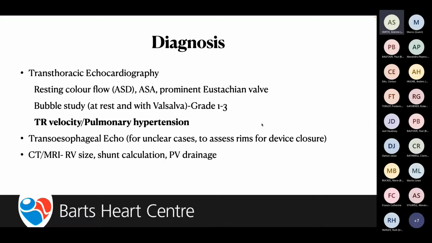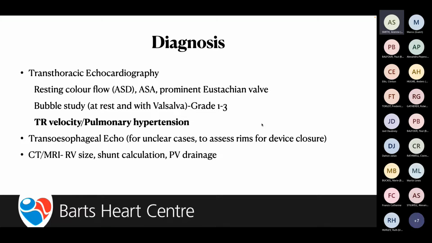PFOs in adults. It's unusual to see a PFO just on resting color flow. You usually have to do a bubble study, and I'll show you an example of that in a moment. And that is done at rest and with a Valsalva. The Valsalva creates that situation where you get a transient increase in right atrial pressure to open the PFO flap. On a baseline assessment, it's important to assess right-sided pressures, particularly in atrial septal defects, but also in PFO, because ASDs can be associated with pulmonary hypertension and significant pulmonary vascular disease.